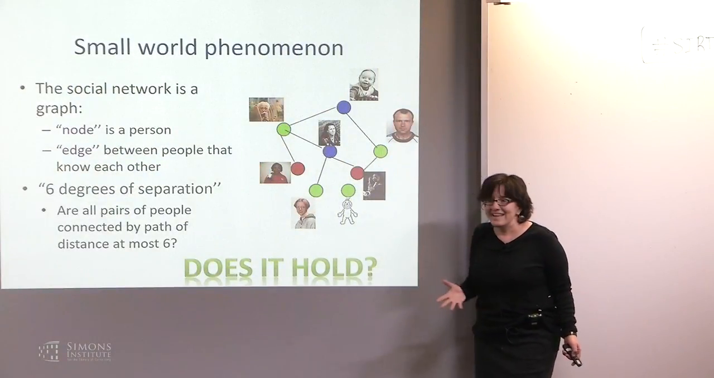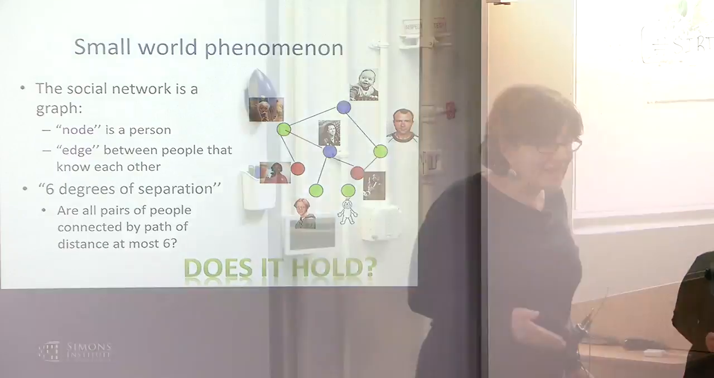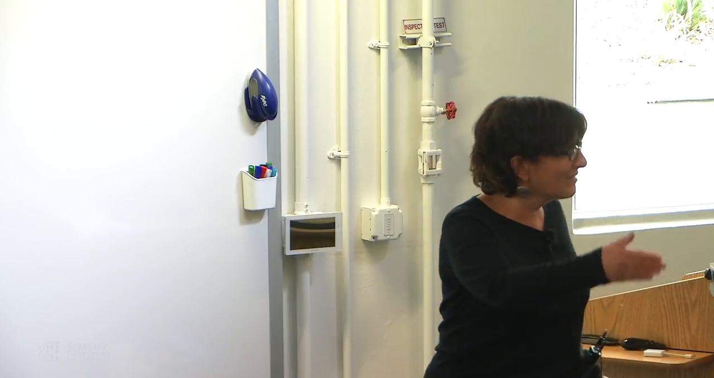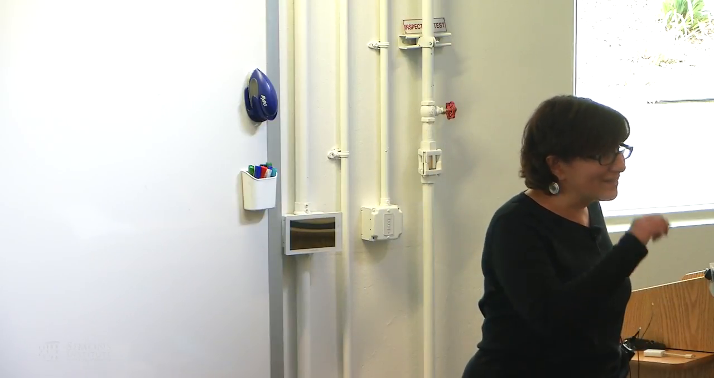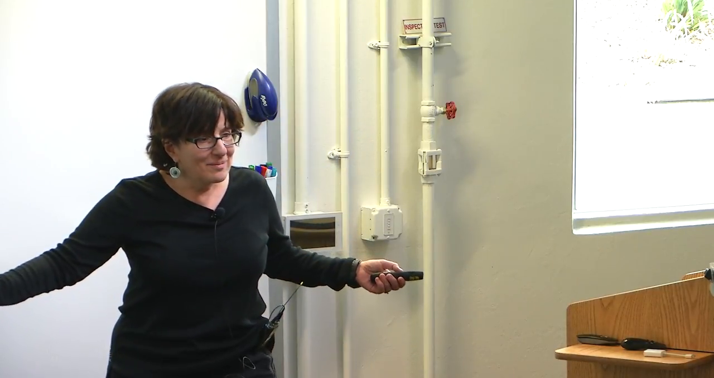So the question is, is it really true? People say this Milgram experiment didn't really prove anything. So is it really true that everybody's connected by a path of distance at most six? How would you test this? Are you going to go around asking everybody in this room, who do you know? Start listing everybody you've ever met, and then do this to every single person in the whole country, and then check if there's really a path of at most six between every pair?